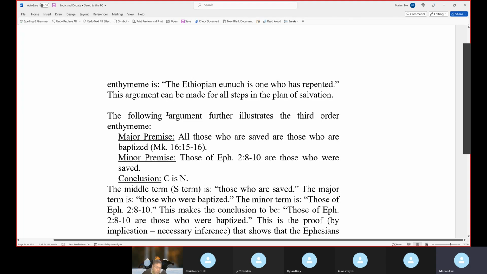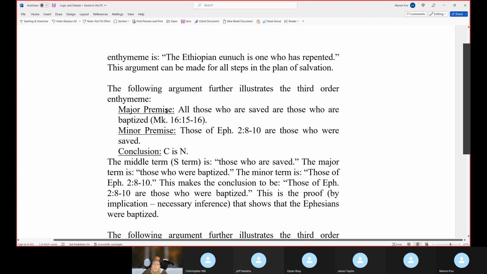But let's go to Ephesians 2:8 through 10. Here's an argument, major premise. All those who are saved are those who are baptized. Mark 16:15 and 16. Those of Ephesians 2:8 through 10 are those who were saved. All right, so let's take our middle term. And it's right here. Those who are saved. I won't highlight it. I'll just show it right here. There's your middle term.